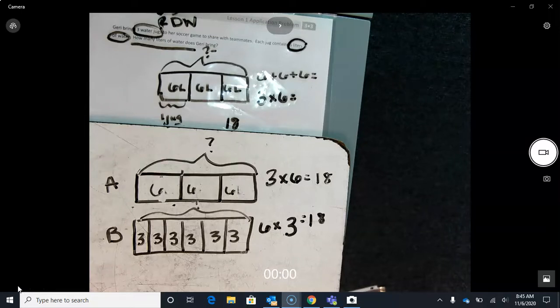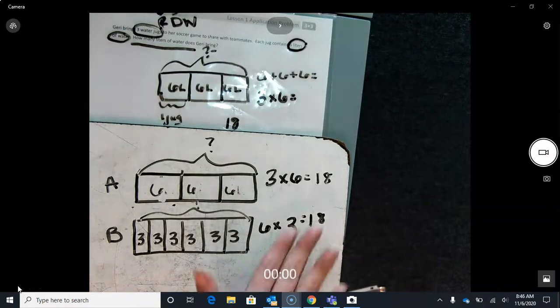So let's take a look together at how we can use the commutative property in order to find related facts. So related facts are facts that are similar, like 3 times 6 or 6 times 3. They're represented backwards, but we get the same product. And using the commutative property, we can actually find more products or facts that we know than just the ones we've practiced. Here's what I mean.